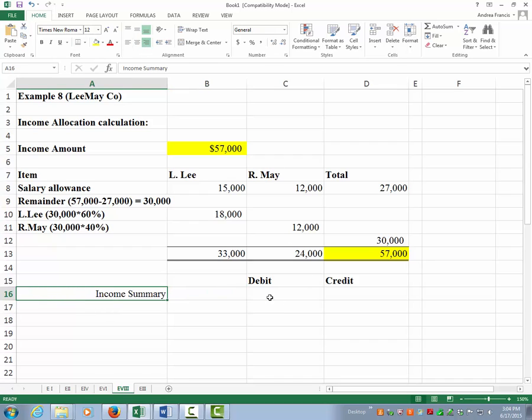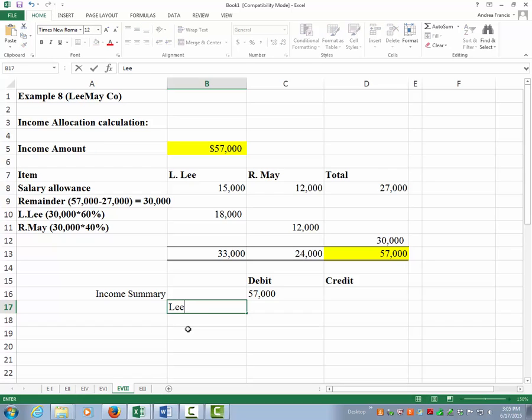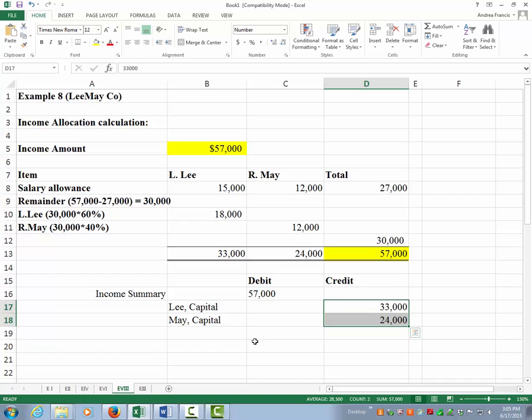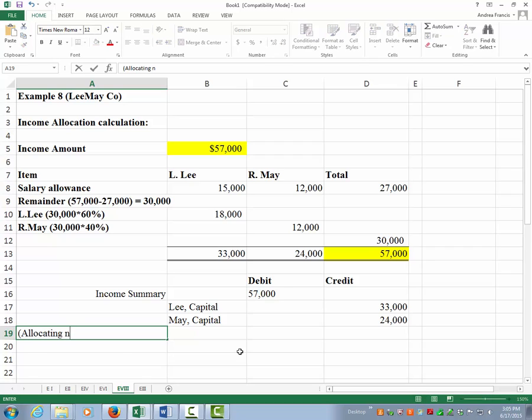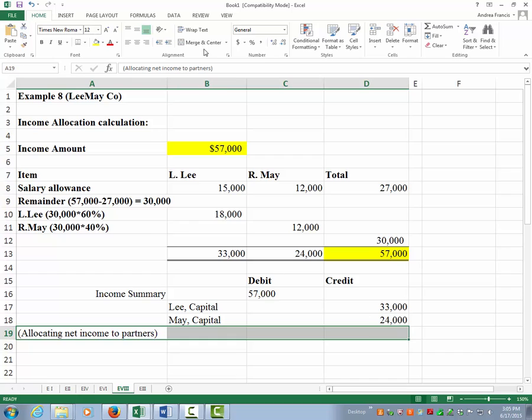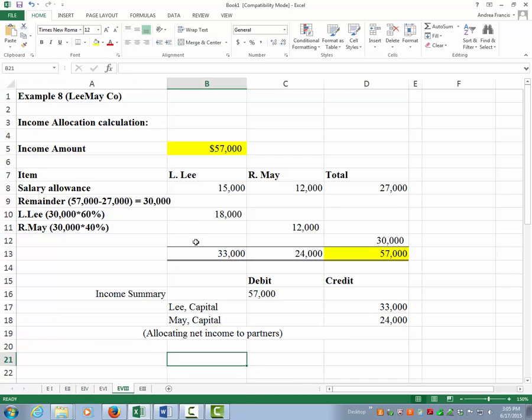So this is going to be our debit, and the debit is going to be the same 57,000 that we are trying to allocate. And then the credits for our partners will be each partner's capital account. So Lee capital, and Lee's capital will be 33,000, the same as what was allocated in the calculation. And then we've also got May's capital, and May will get the 24,000 as shown in the calculation. Together these add up to the same 57,000. And then all we are doing is allocating net income to the partners. And that's our journal entry, and that's how we allocate income.